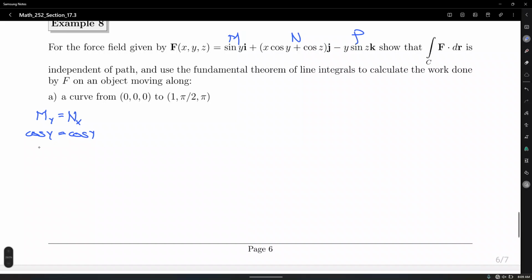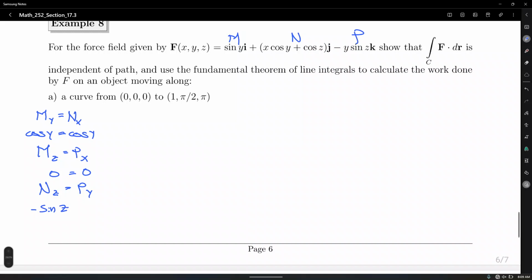Number 2 is m with respect to z equals p with respect to x. So m with respect to z, there are no z's, that's 0. P with respect to x, there are no x's either, that's also 0. That's easy. Second condition satisfied. And number 3, n with respect to z, is that equal to p with respect to y? So n with respect to z, the first term is going to go to 0. The derivative of cosine gives a negative sign.